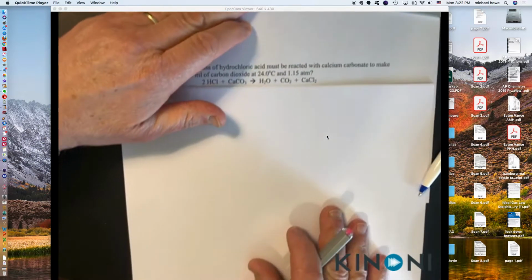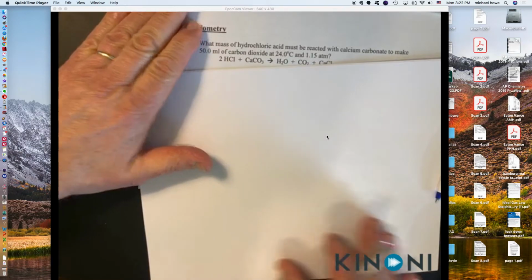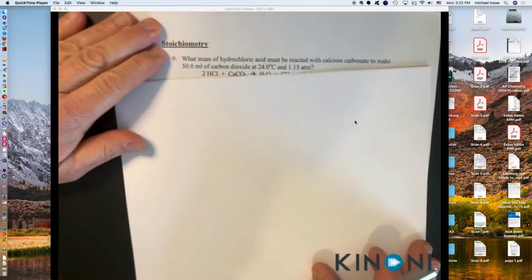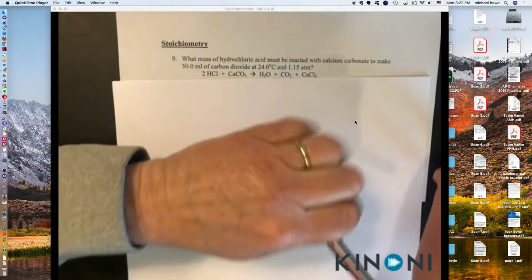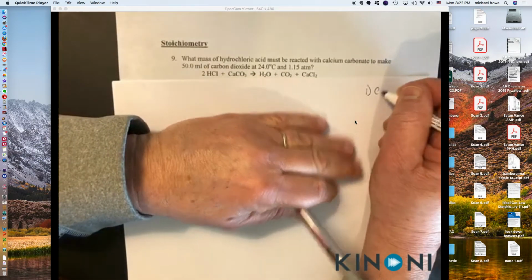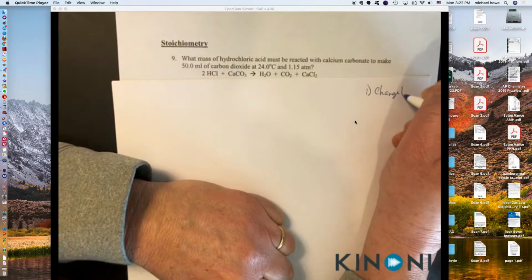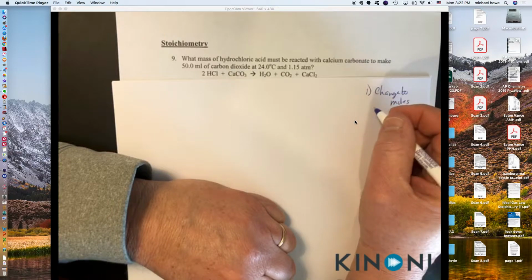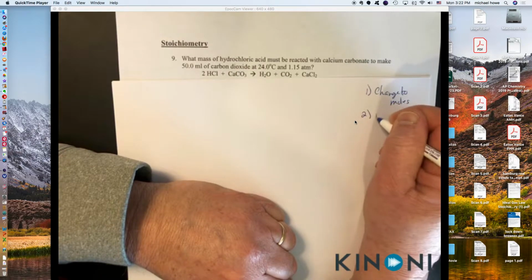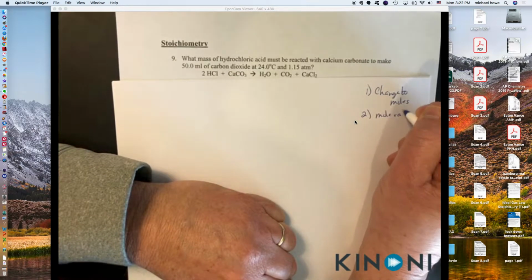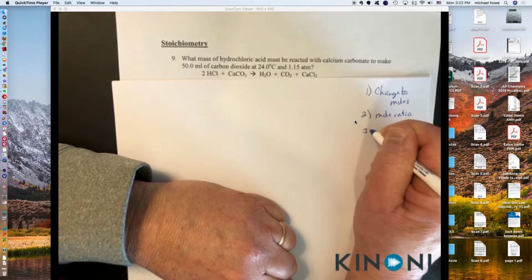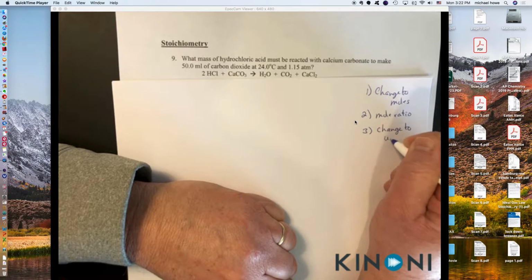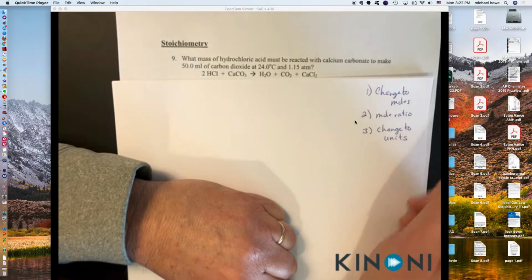This video is about how to do stoichiometry in combination with gas laws. So you remember in stoichiometry, there are 3 steps. First step is to change to moles. The second step is to use the mole ratio. Third step, change to units.